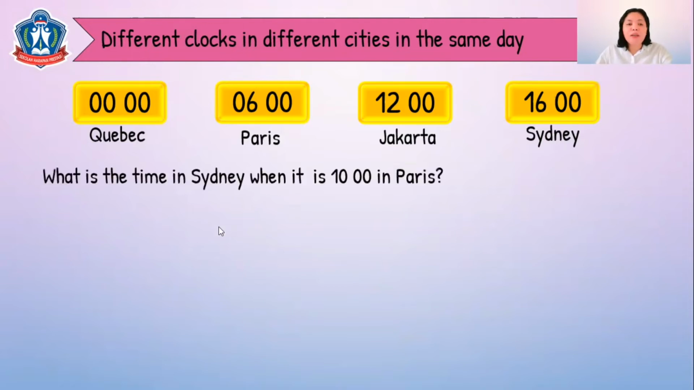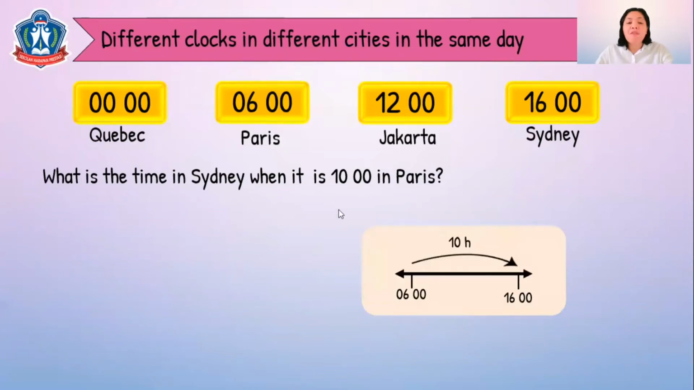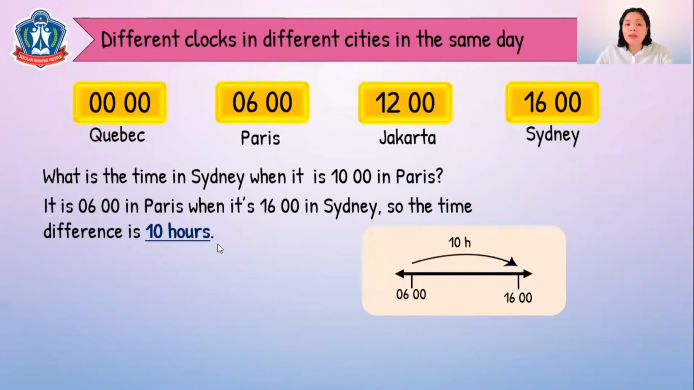Now, let's try to find the time in Sydney when it is 10 o'clock in Paris. So how to solve the local time in Sydney when it is already 10 o'clock in Paris? First, we need to compute what is the time difference between Paris and Sydney. As you can see, 6 o'clock, then 16 o'clock. So how many hours is that? Yes, that is 10 hours difference. So it is 6 o'clock in Paris when it's 16 o'clock in Sydney. So their time difference is 10 hours.